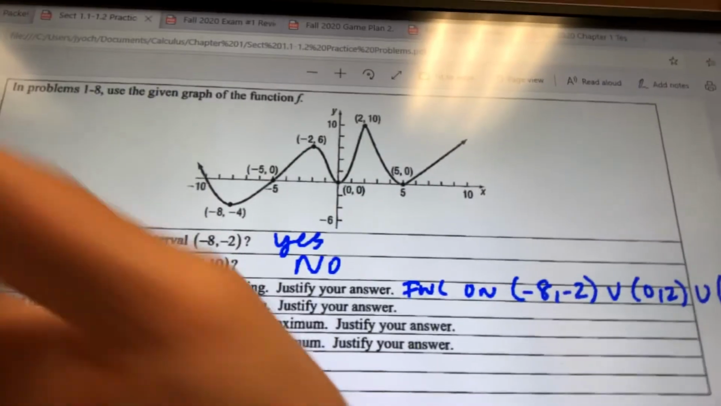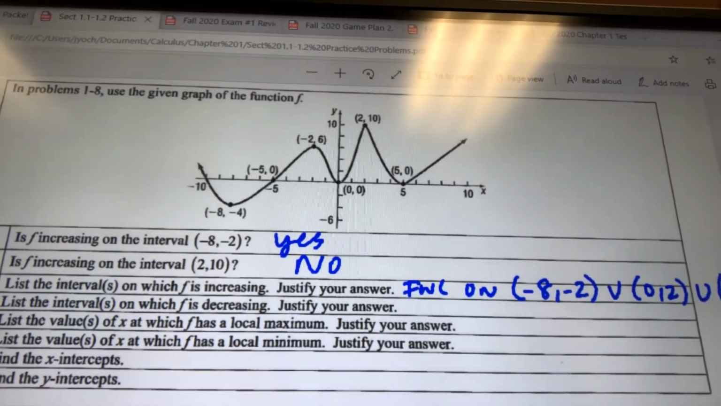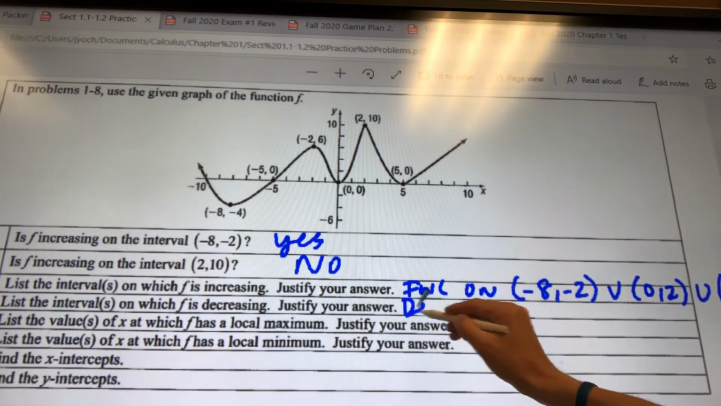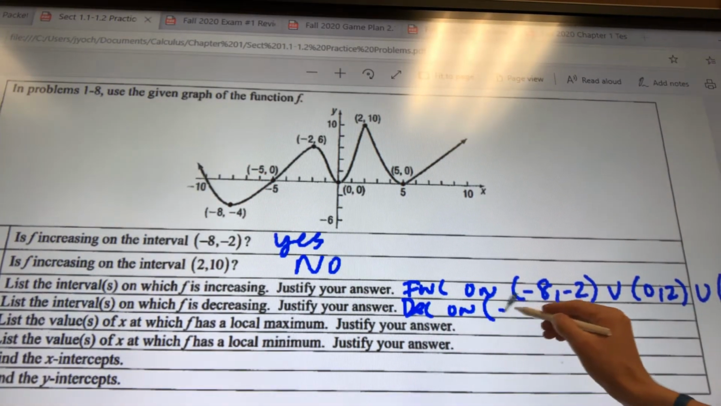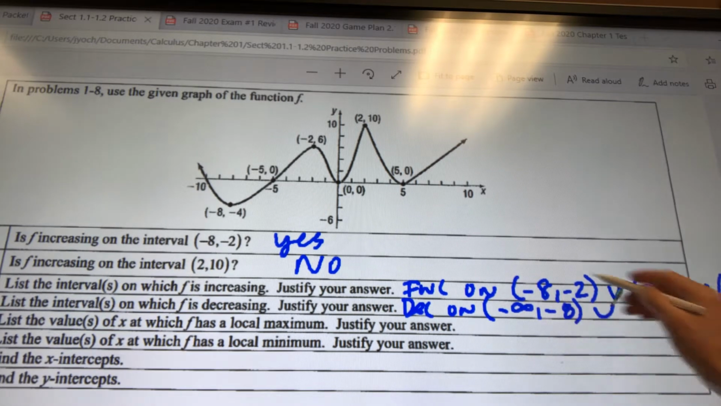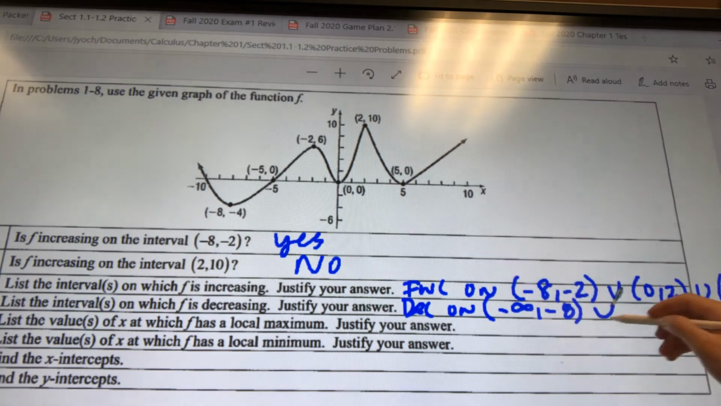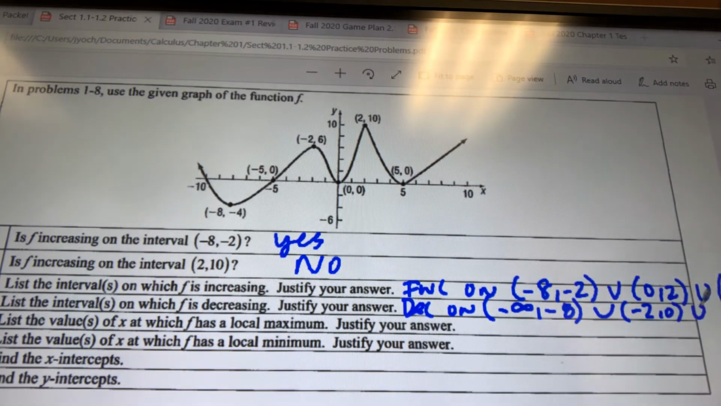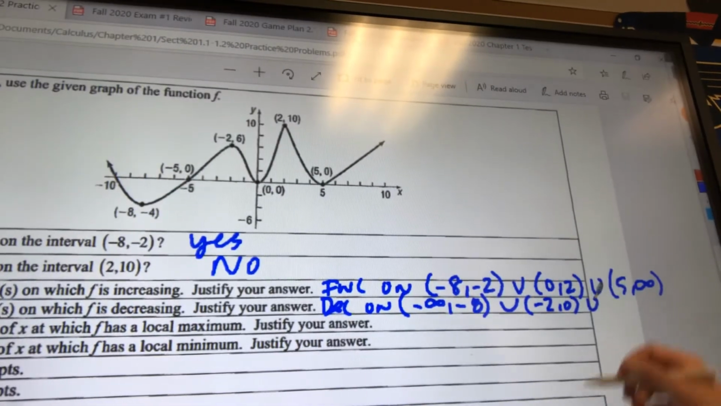On which intervals is f decreasing? From -infinity to -8. So decreasing on (-infinity, -8), union (-2, 0), union (2, 5). Okay.